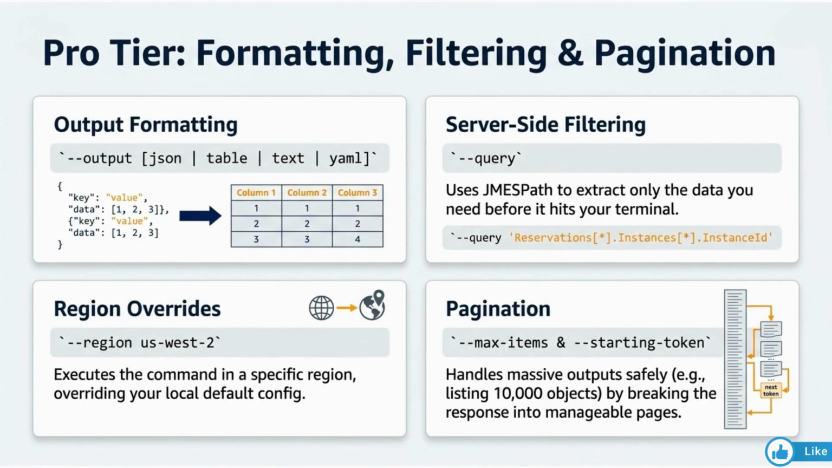AWS CLI can return a lot of data, especially for large cloud environments. That is why formatting and filtering are very important. --output table makes results easier to read. --query helps extract only the data you need using JMESPath syntax. --region lets you override the default region for a command. Pagination helps when AWS returns many records. These options make CLI output clean and useful.